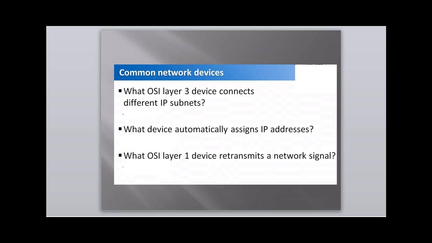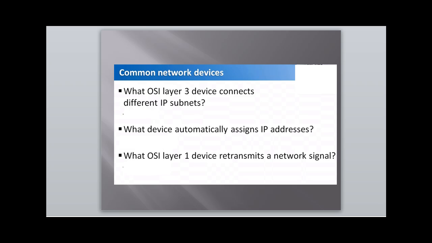Now it's my turn to ask you a question. Just answer these. If you answer, that means you understood whatever I taught you. Which OSI layer 3 device connects different IP addresses? Very easy. Which device automatically assigns IP addresses? Even that's quite easy. Which OSI layer 1 device transmits a network signal? Which layer device just transmits the network signal?